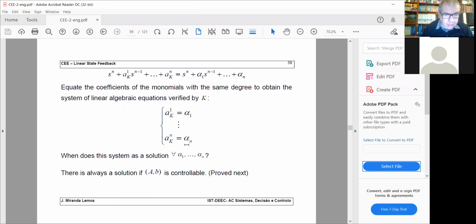And I claim here that this system has a solution whenever the pair (A, B) is controllable. This is something that we are going to show today. So this is something that we have seen in a previous lecture. Any question about it?